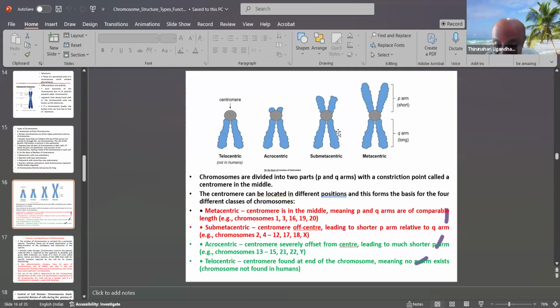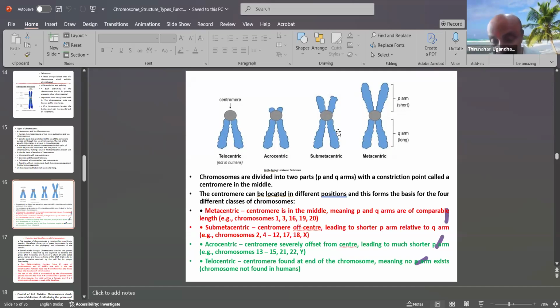Examples of acrocentric chromosomes in human beings are pairs 13, 15, 21, 22, and Y. The Y chromosome, along with X, makes up the XY chromosomes present in the male. Next one, acrocentric.